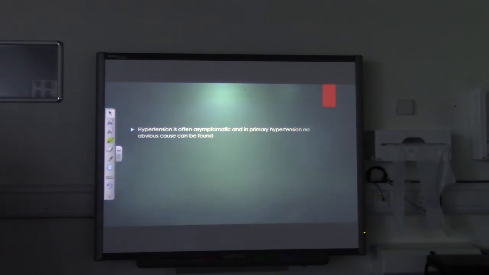Interestingly, as we've said right at the very beginning, hypertension is often asymptomatic, and in primary hypertension, no obvious cause can be found, and that's really important. In investigating the patient's lifestyle, we might see risk factors for that, and in some ways those need to be managed along with pharmacological management.